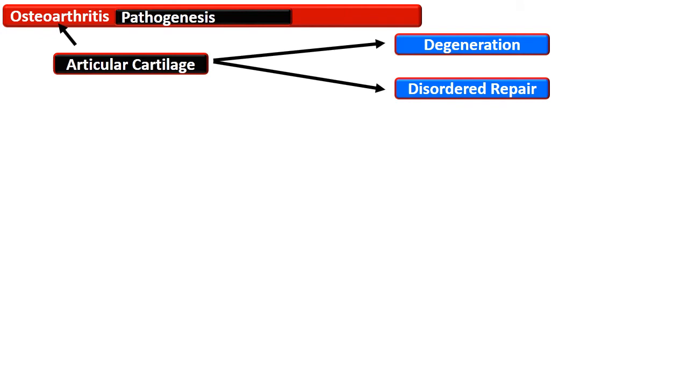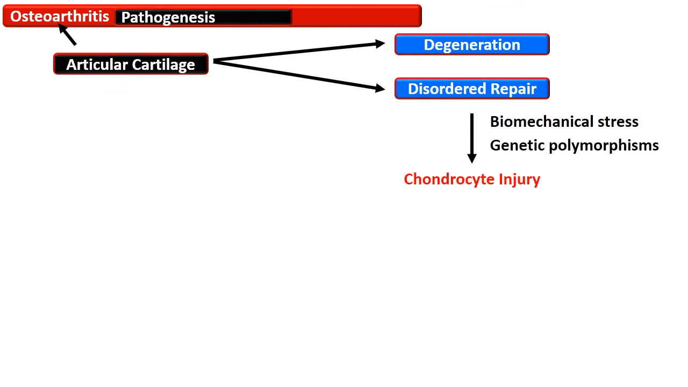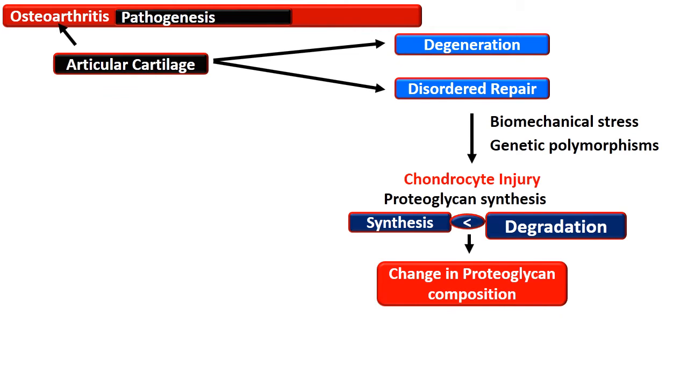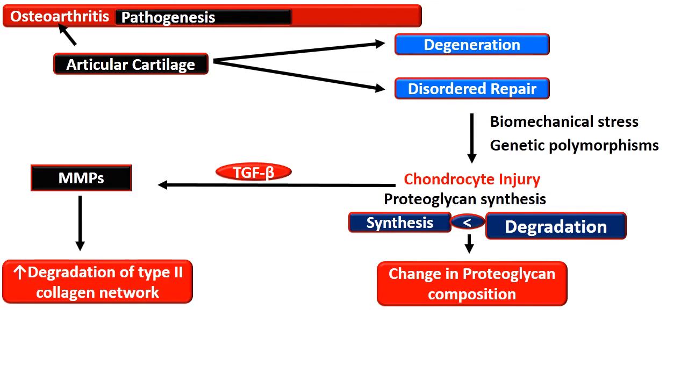The morphological lesion of the articular cartilage results from degeneration or disordered repair of the articular cartilage, which are due to the chondrocyte injury, and this chondrocyte injury is by biochemical stress or genetic polymorphism, which leads to abnormal signaling or signal transduction mechanism. Due to this chondrocyte injury, the proteoglycan synthesis is disturbed, as there is continuous formation and degradation of the proteoglycan in that area. When there is decreased synthesis and degradation is more, then the proteoglycan composition is changed and results in osteoarthritis.